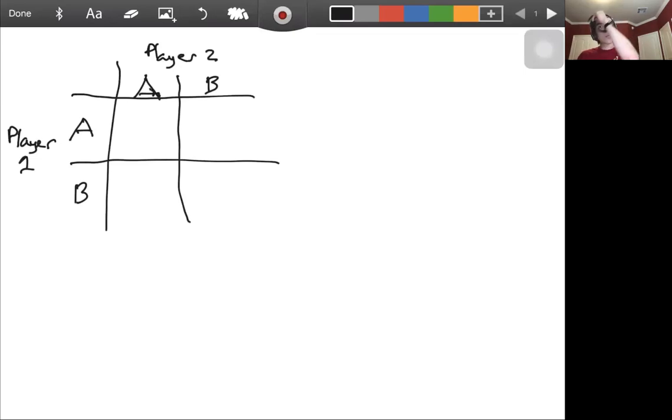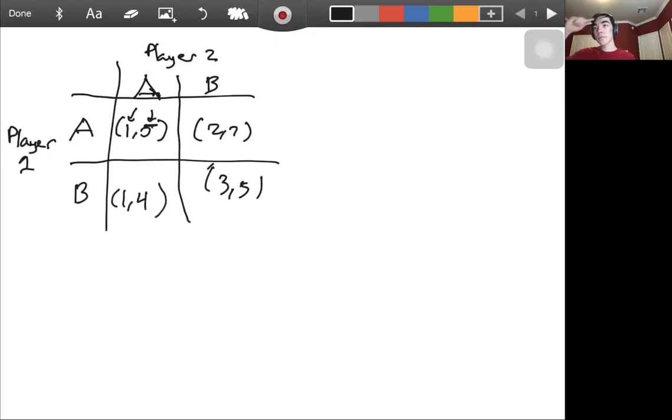Now in these squares, we put how much each player can earn. So you would write it as like 1, 5. And this pair means if both players choose A, player 1 gets a 1 and player 2 gets a 5. So this is an example of a game.